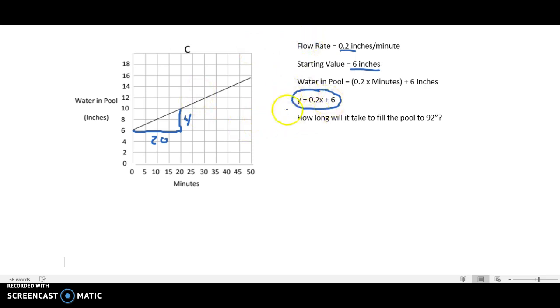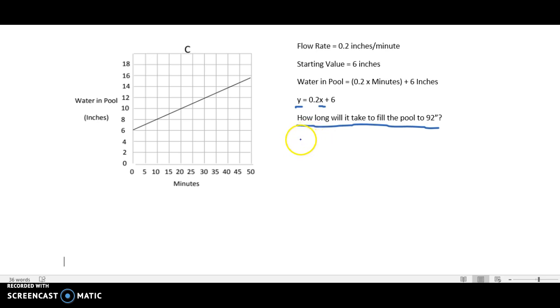Now we're going to take the equations that we've created and we're going to begin using them to answer questions. And that's going to require that we're able to solve equations for given values. For instance, let's take the following question: how long will it take to fill the pool to 92 inches? So let's make sure we know what is being asked. We don't know the amount of time, but we do know the number of inches that are going to be in the pool.